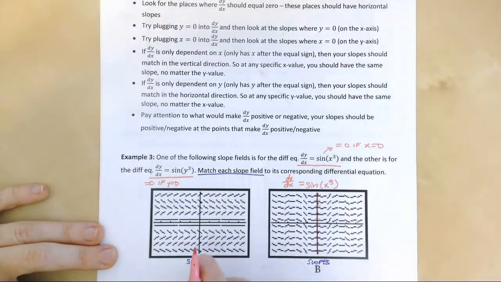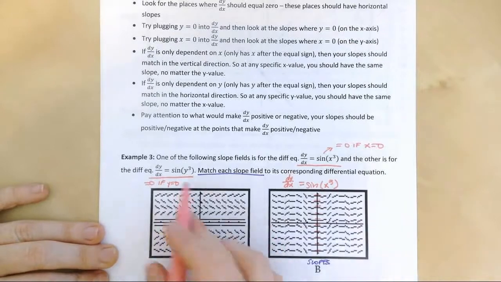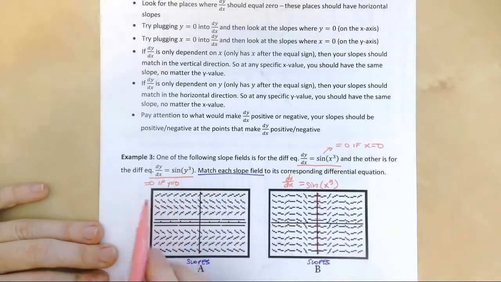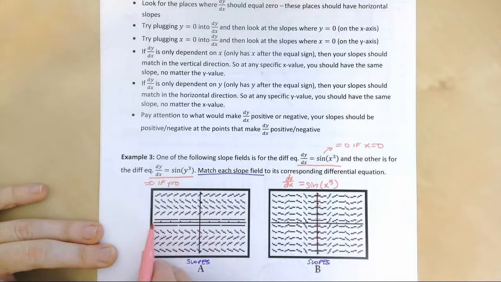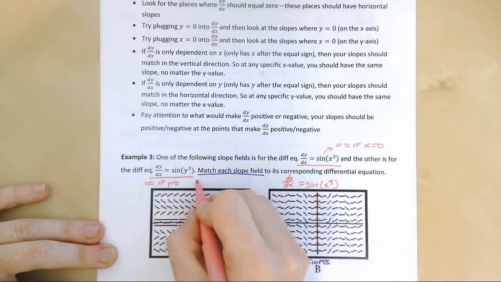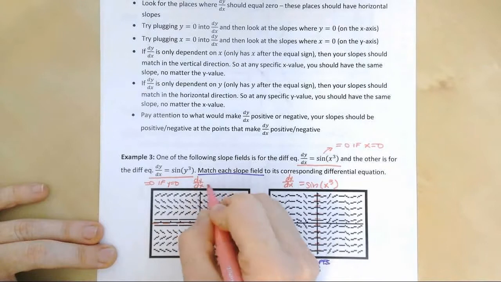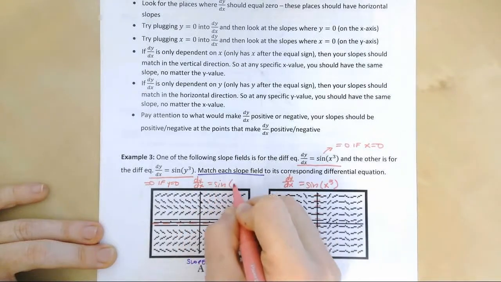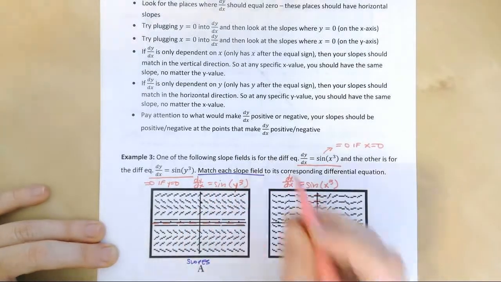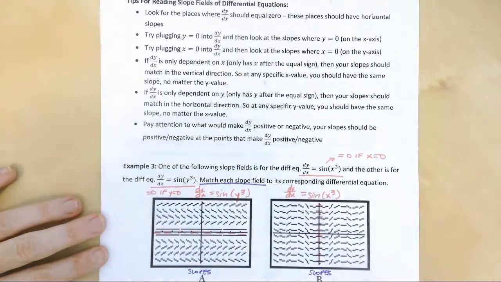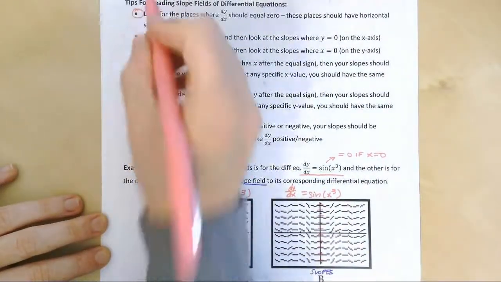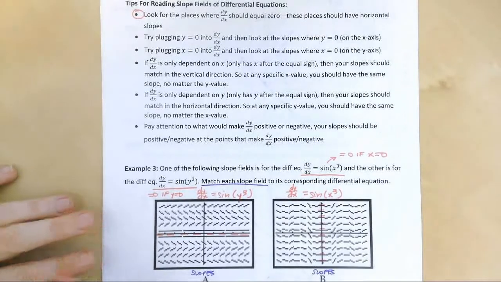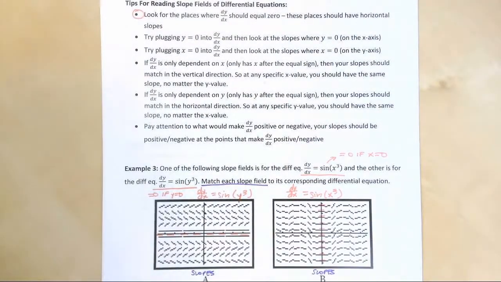And then for this one, it has to be the other, but let's check y. So if y equals 0, that's on the x-axis, we should have 0 slopes. Check it out. We do indeed have 0 slopes where y equals 0. So this equation, dy dx equals sine of y cubed, goes here. Now really quick, let's walk through the other tips. So the first tip was look for the places where dy dx equals 0. Let's walk through the other ones very quickly.